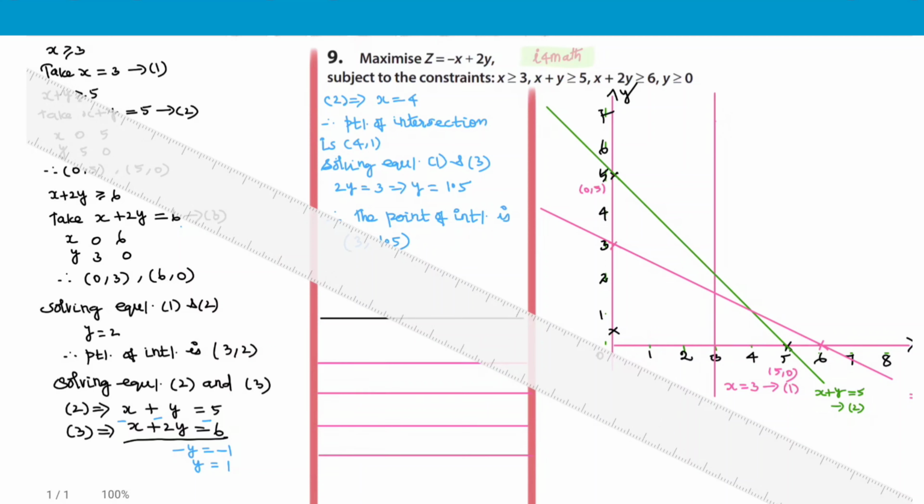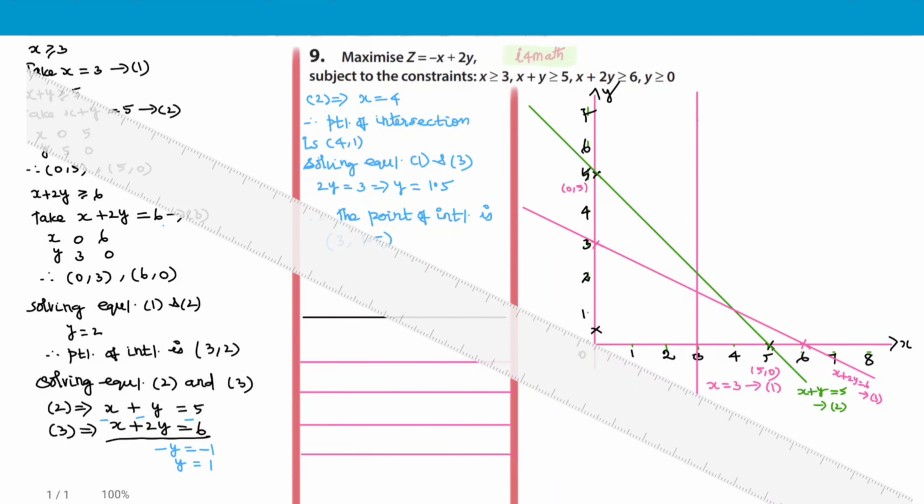So this is called line number 3, that is x plus 2y equal to 6. So let us calculate the common feasible region.